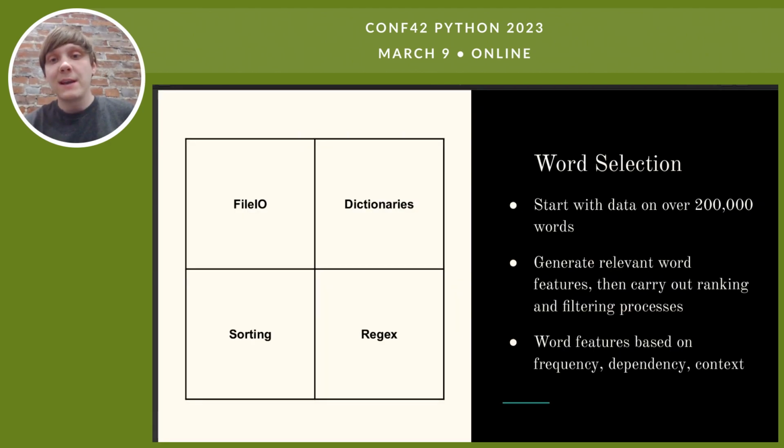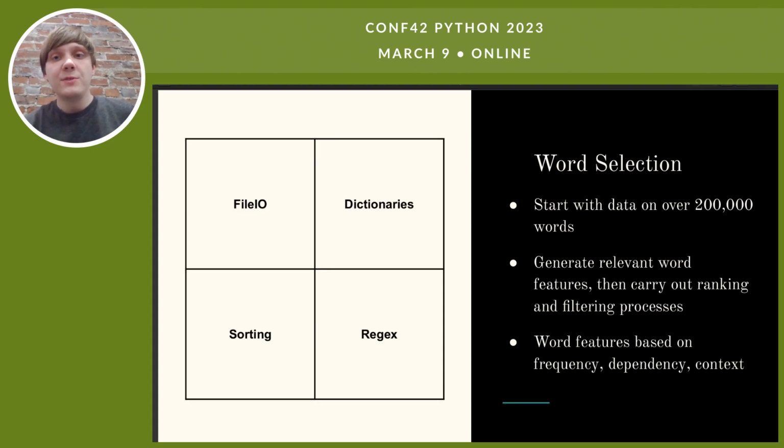So with word selection, we start with over 200,000 words, and we have to generate these relevant features about those words, and then we have to do ranking and filtering. We have various processes for doing that. And some of these features we generate are based on the frequency, dependency between words, and also context of where that word appears in different situations.